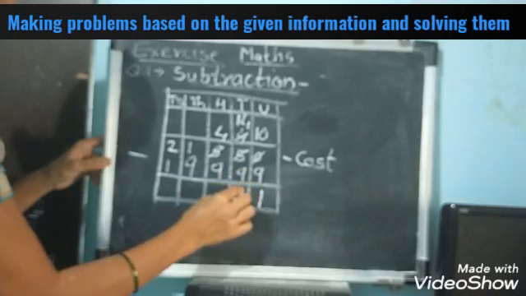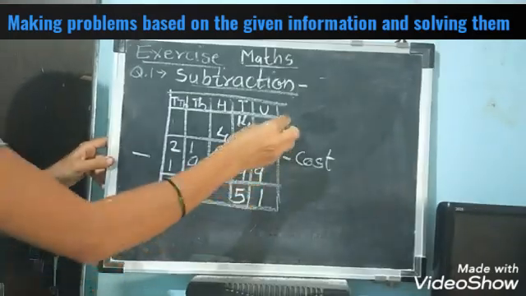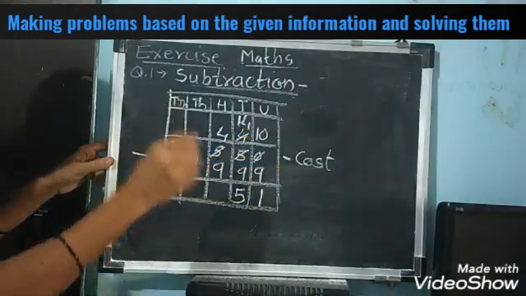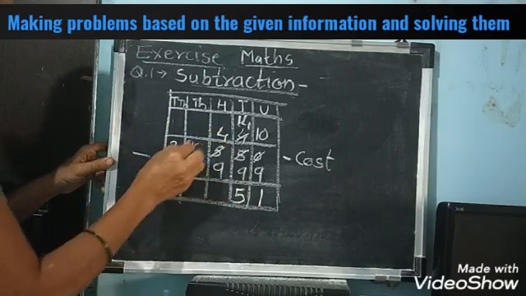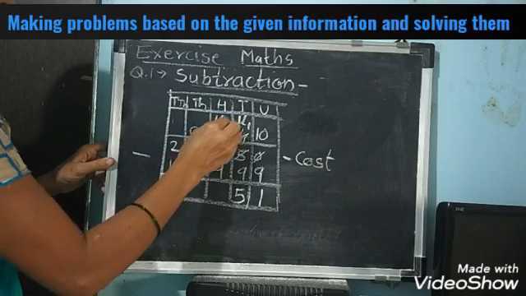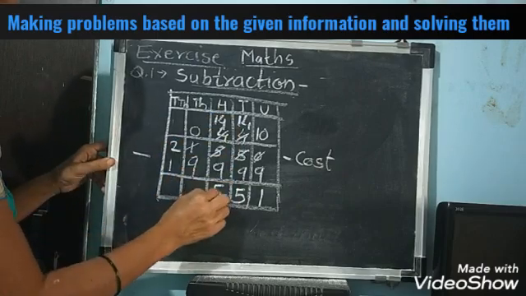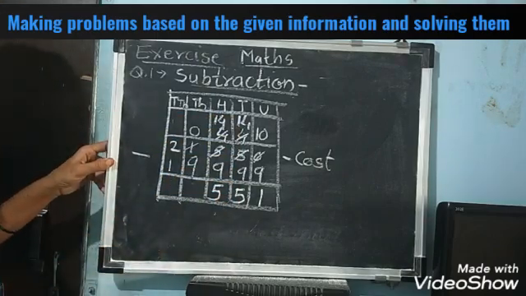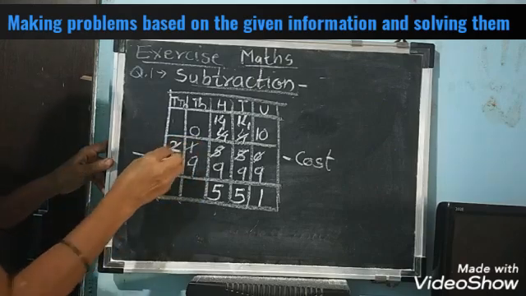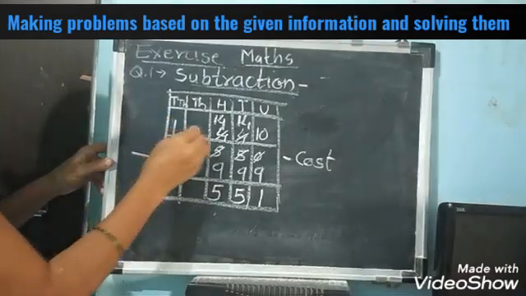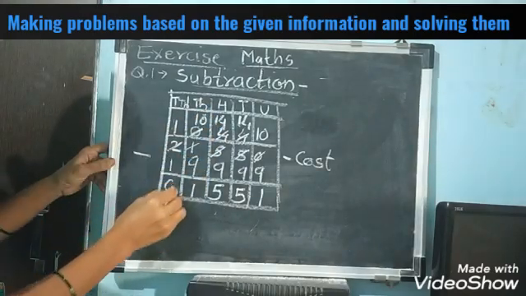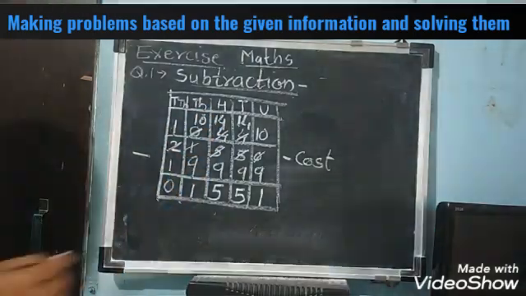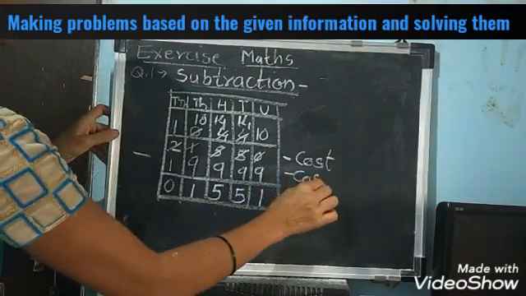14 minus 9. 5. 9. Count after 9 till 14. Answer is 5. 4 minus 9. We can't do, so again borrow from neighbors. 14 minus 9. Answer is 5. 0 minus 9. We can't do, so borrow from neighbors. 10 minus 9, 1. 1 minus 1, 0. So which company's washing machine is more costly and by how much?